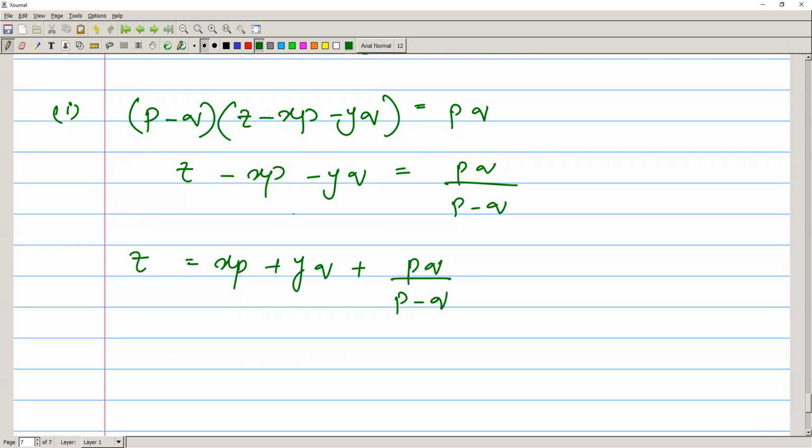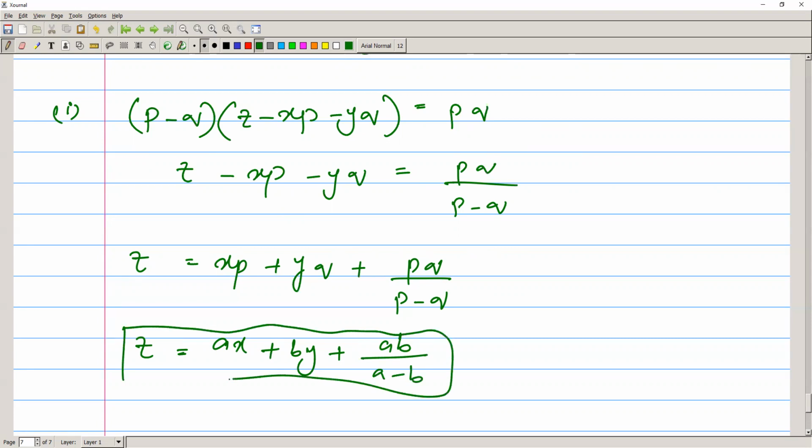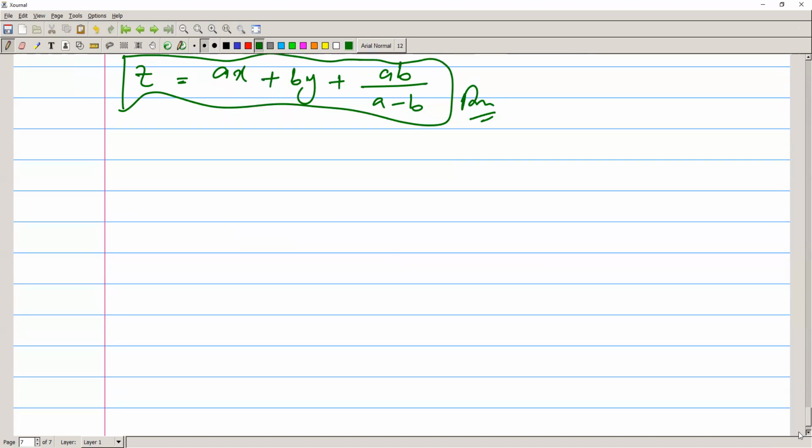We can compare it with the general form, right? So now we can write it directly that z is equal to ax plus by plus, instead of this pq, we will write ab, because it says in the general form that a function of pq will be converted to a function of ab, right? So this is the answer. So simple. These are the easiest types, right? As I told you before.